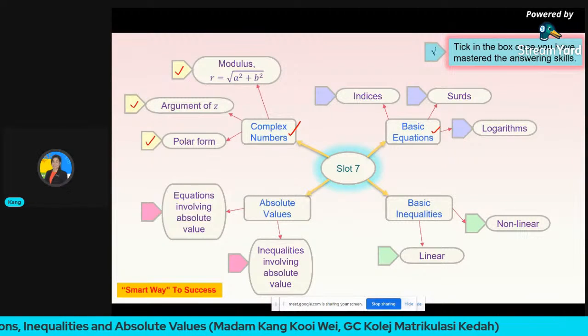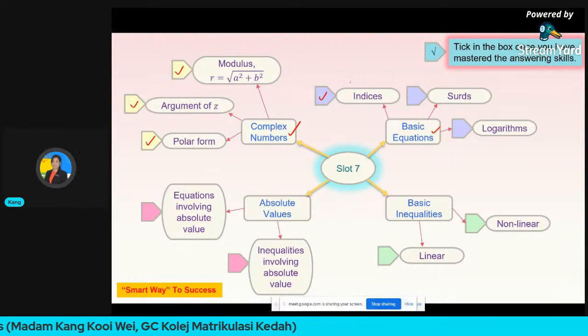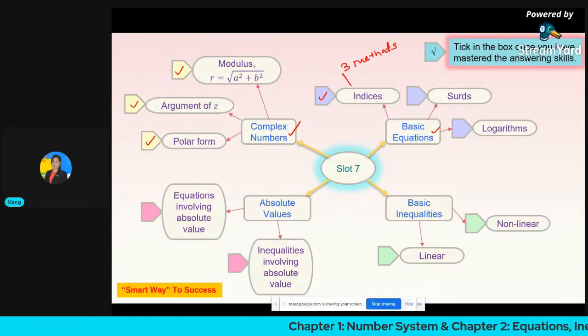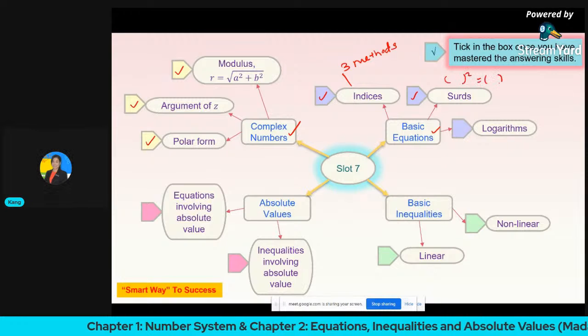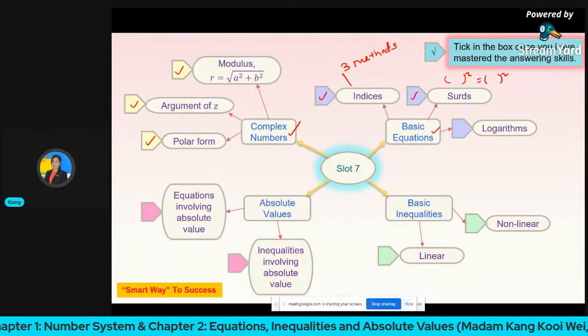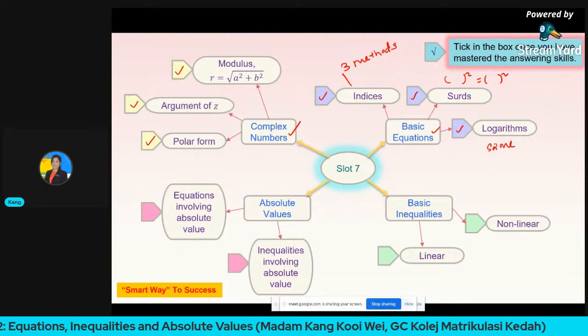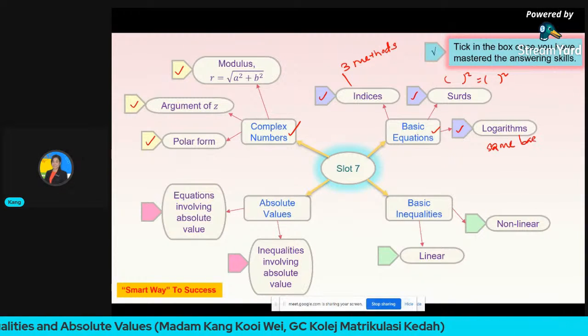Then for the second part, we learned about the basic equations. We have three types of basic equation. The first one is about indices. For indices, we have three methods to solve it: same base, different base, and also substitution. Then for the equation with surds, we need to square both sides to eliminate the surd. Then for the logarithm, we need to change to the same base. Change the base first, our very first step.